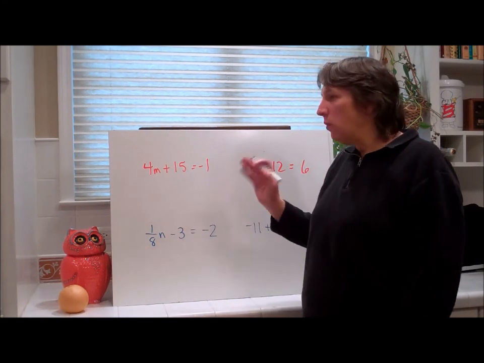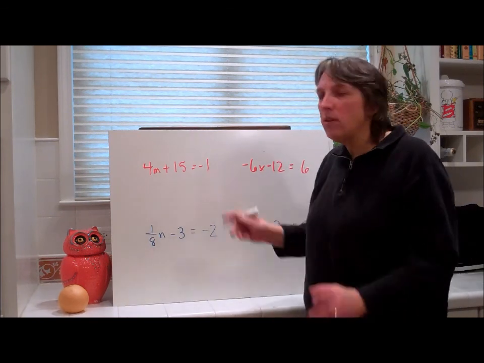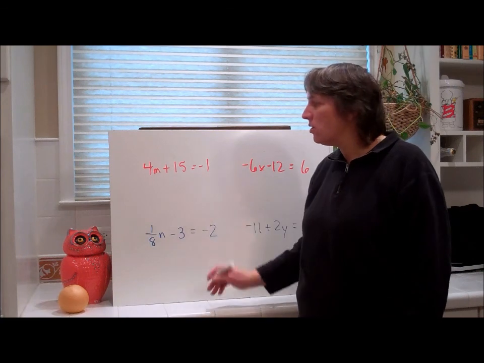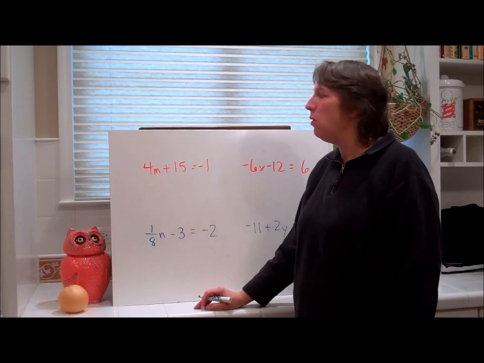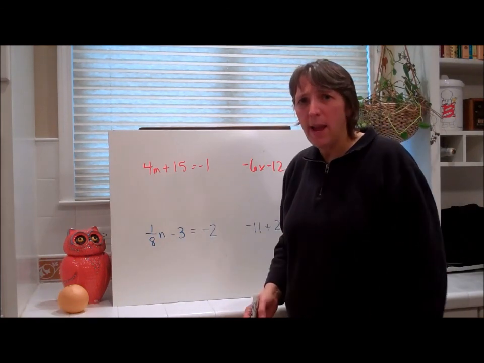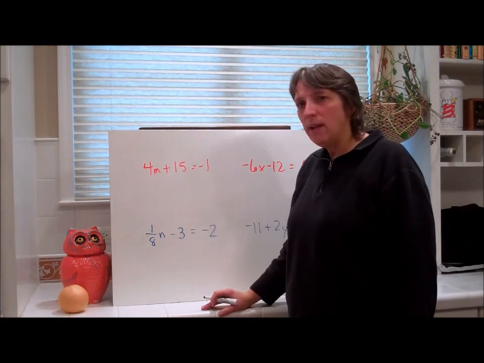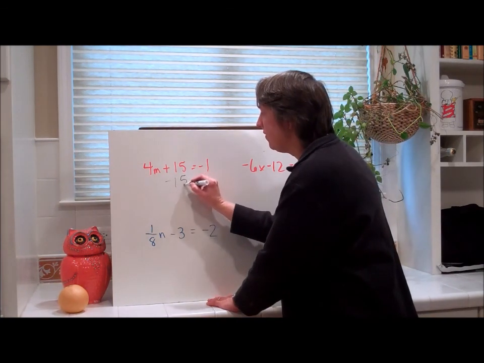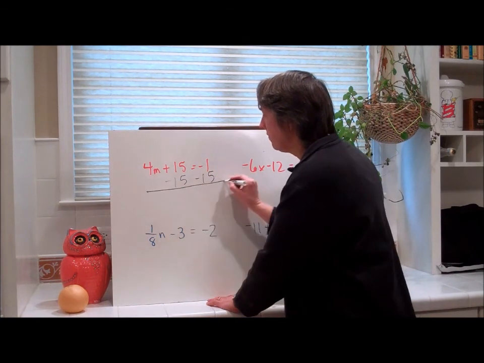So we start, and I want you to get in the habit of looking, even though you're not going to need to simplify each side. Can I do anything to either side of this equation? No. What's the first thing I do? I go to the addition and subtraction. What number am I adding or subtracting? I'm adding 15. So what's the inverse? I subtract 15 from both sides.